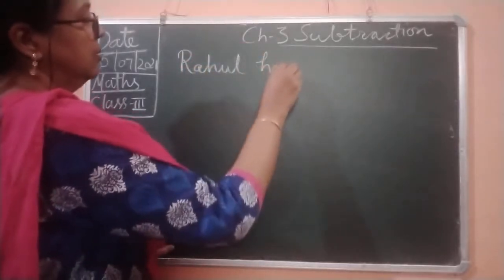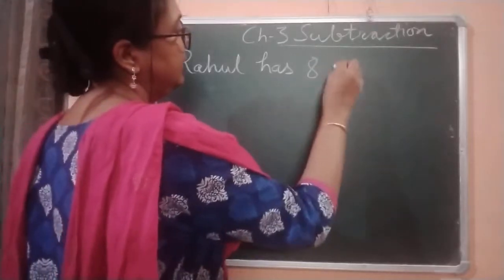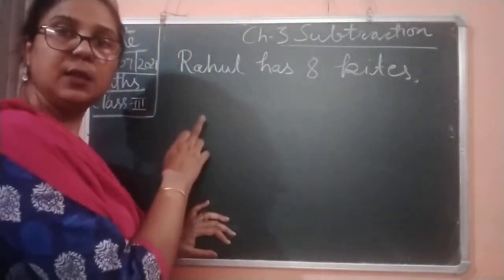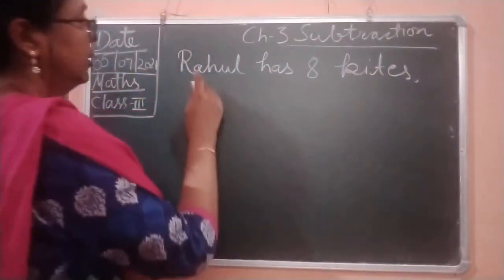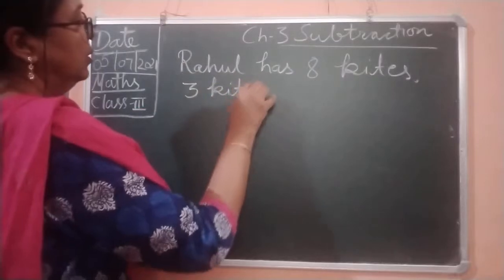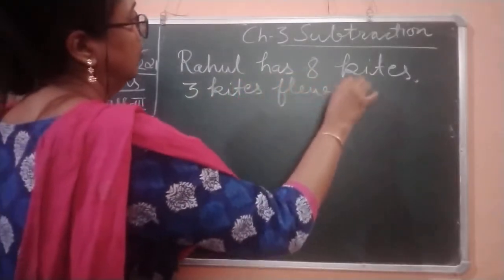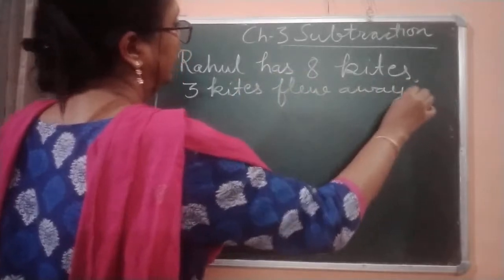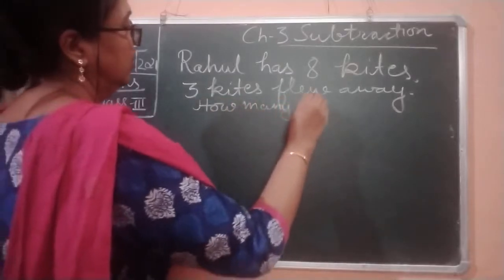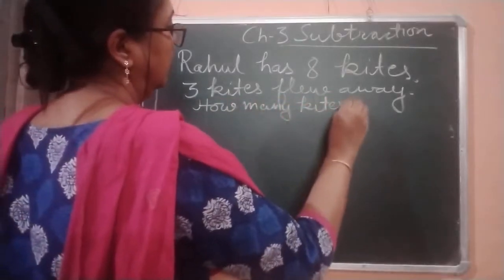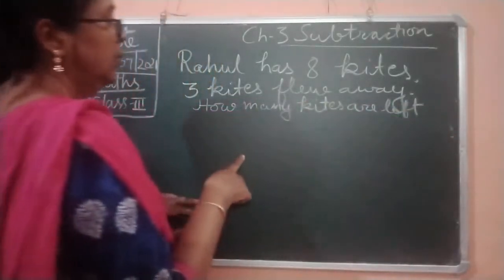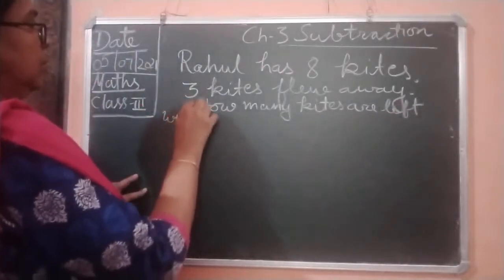Rahul has 8 kites. Okay, how many kites? There are 8 kites with Rahul. 3 kites flew away. How many kites are left with Rahul?